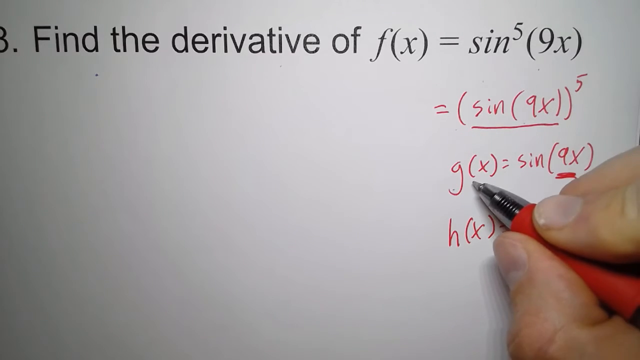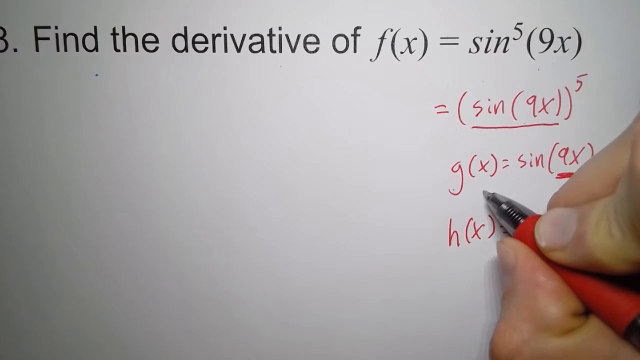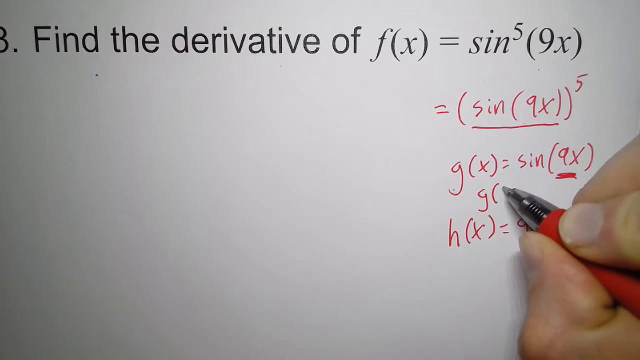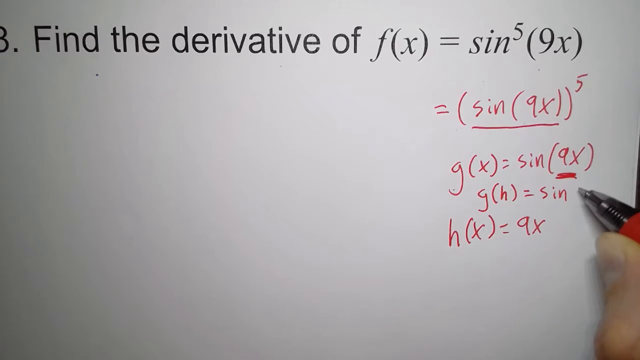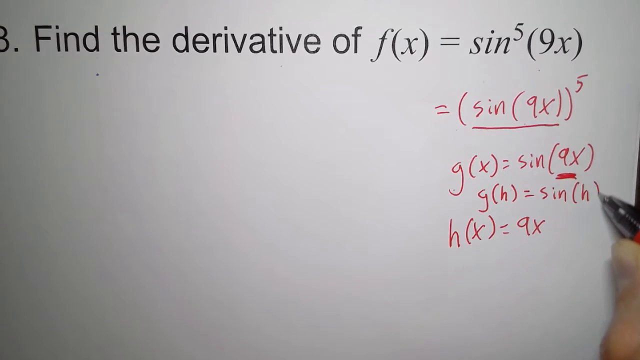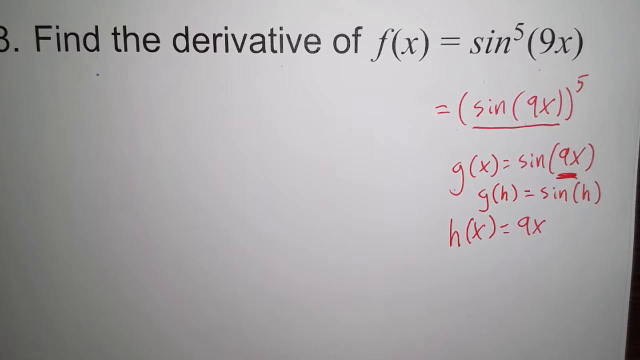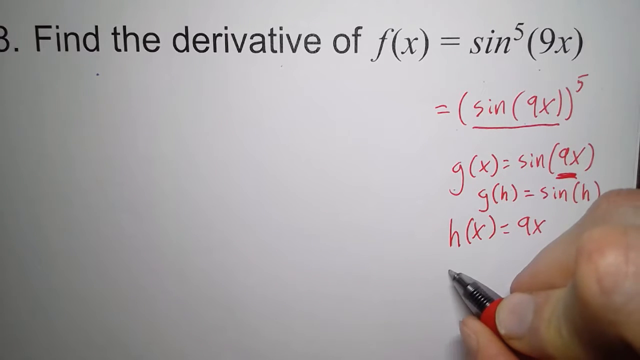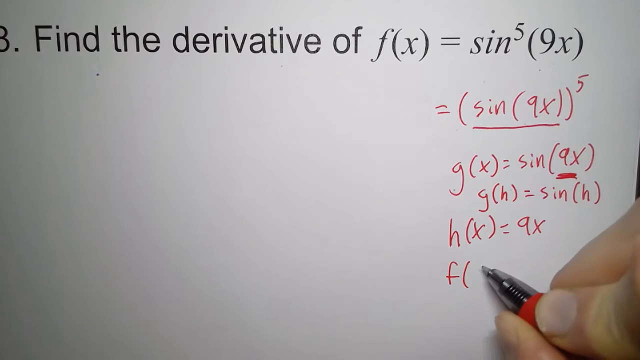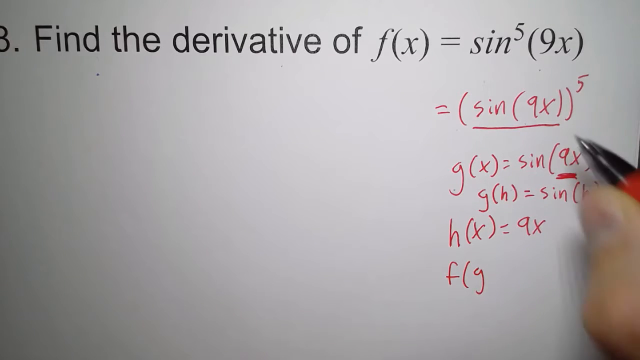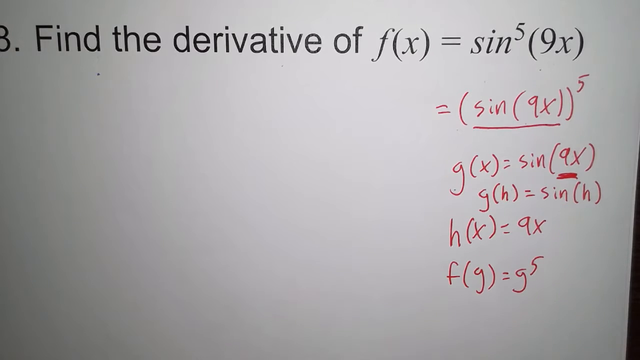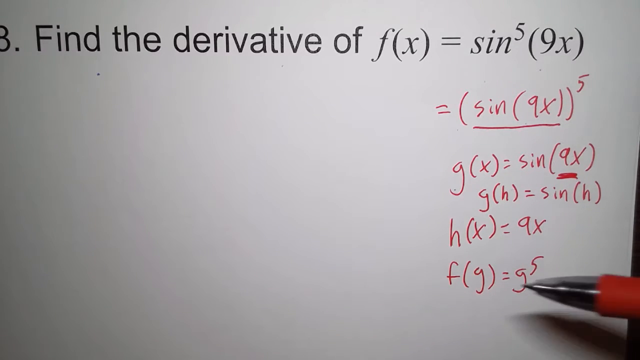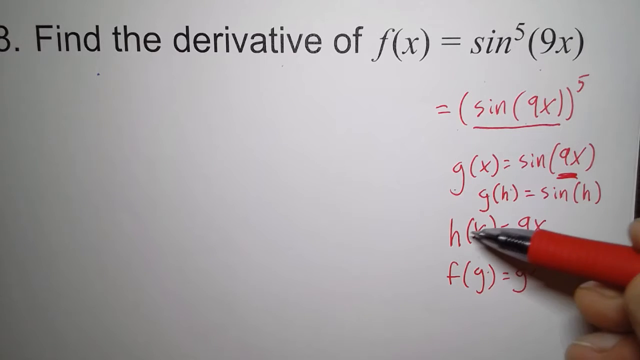So back up to here, g is really g of h. We're going to replace that. We're going to take out the 9x and we're going to put h in its place. And now for f of x, well, it's not going to be f of x anymore. We took out sine of 9x and replaced it with g. That's what we called that function. So what we have is we actually have 3 parts here. We have f of g, g of h, and h of x.